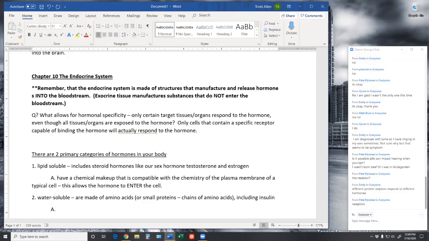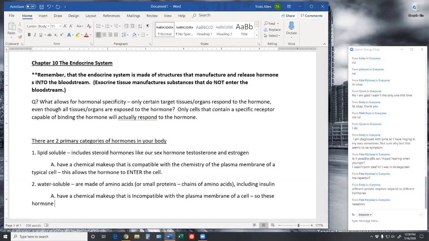Now, what's important about this is that the water-soluble hormones are chemically incompatible with the phospholipids of the plasma membrane of a typical cell, which means the water-soluble hormones cannot enter the cell, okay? So they have a chemical makeup that is incompatible with the plasma membrane of a cell. So these hormones cannot enter the cell.